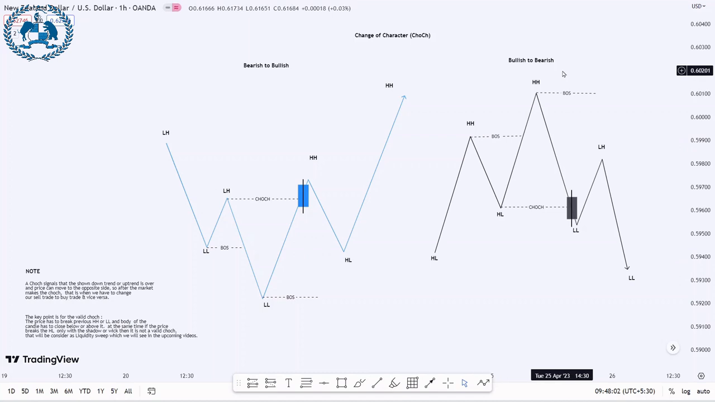Same way in bullish to bearish, whenever the market price violates this higher low, then we have to mark our change of character. The same way for change of character, the candle body has to close below this higher low level. Once after change of character happens, we have to look for our sell trade in a bearish trend.